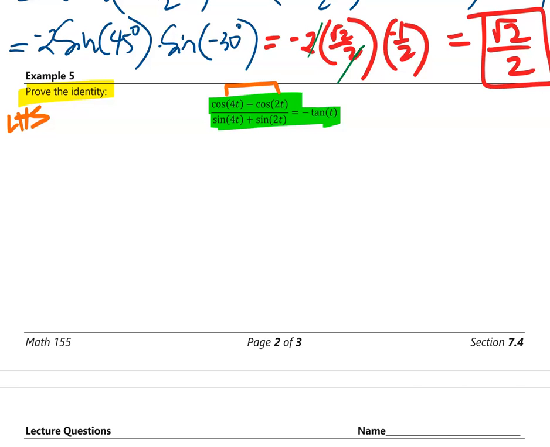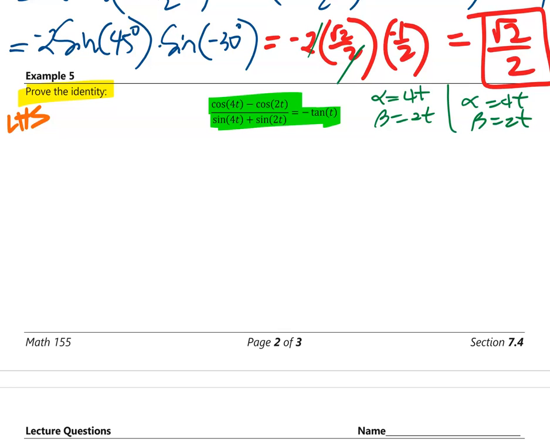Take a look at this numerator and denominator. We have cosine minus cosine, and this is sine plus sine, and we're going to use the formulas for those two. Okay, so remember the top one, cosine 4t, so this 4t here is your alpha for the top, and beta is 2t. The denominator, alpha is 4t, beta is 2t. Oh, actually the same thing.